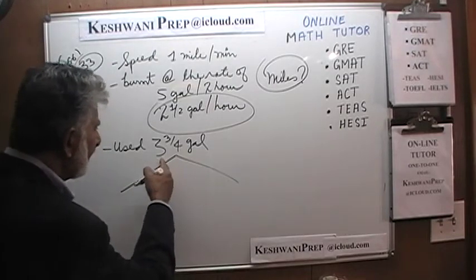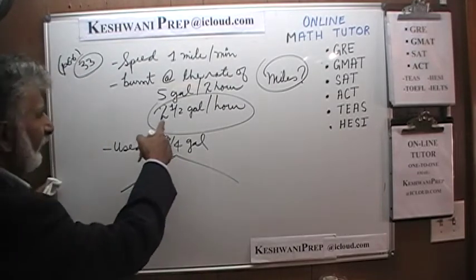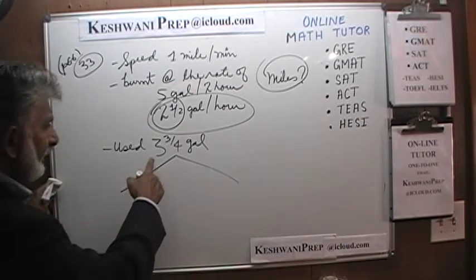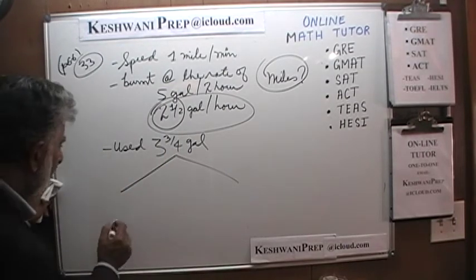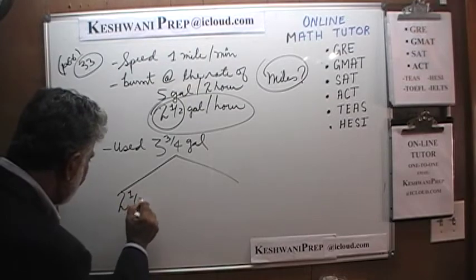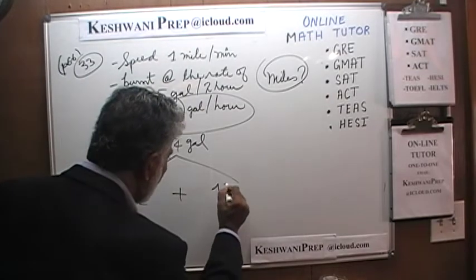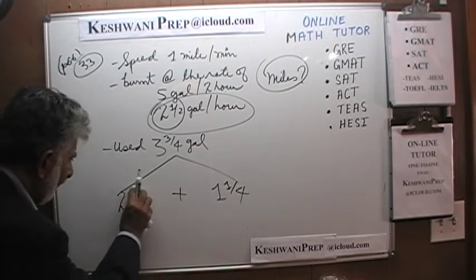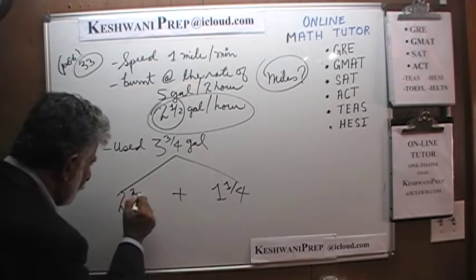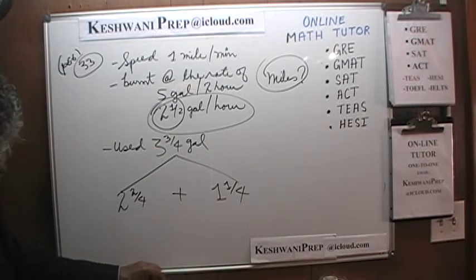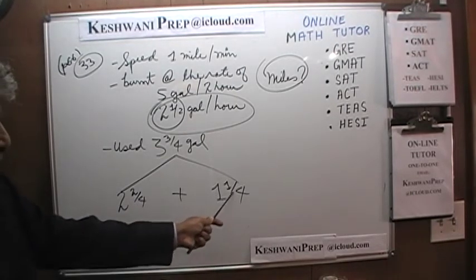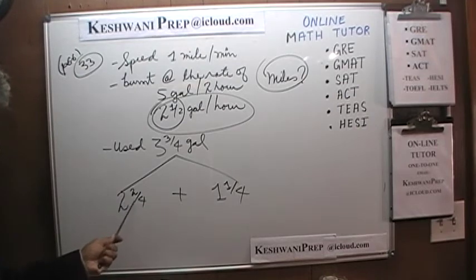You see, this number 3¾ is there for a reason, because we're burning 2.5 gallons per hour. 3¾, I hope you're able to see that it is made up of 2½ plus 1¼. Why? Because 2½ is the same as 2 and 2 quarters, obviously. Half is 2/4. So 2 plus 1 is 3, and 2 quarters and 1 quarter is 3 quarters.